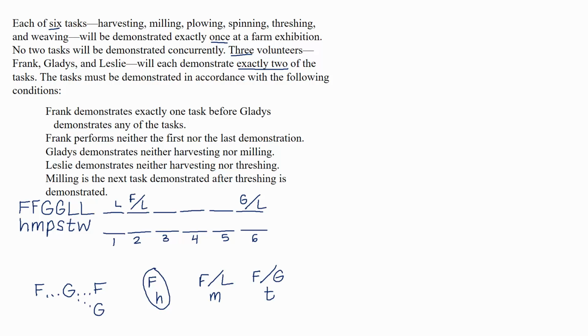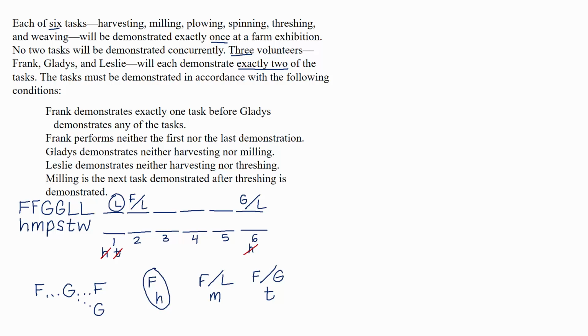Okay, now we know that Leslie demonstrates first. So that means that harvesting and threshing can't be first. And because Frank demonstrates harvesting, that means that harvesting can't go anywhere that Frank can't go. And that's spots 1 and 6. So we already knew no harvesting in 1, and now we can add no harvesting to 6.